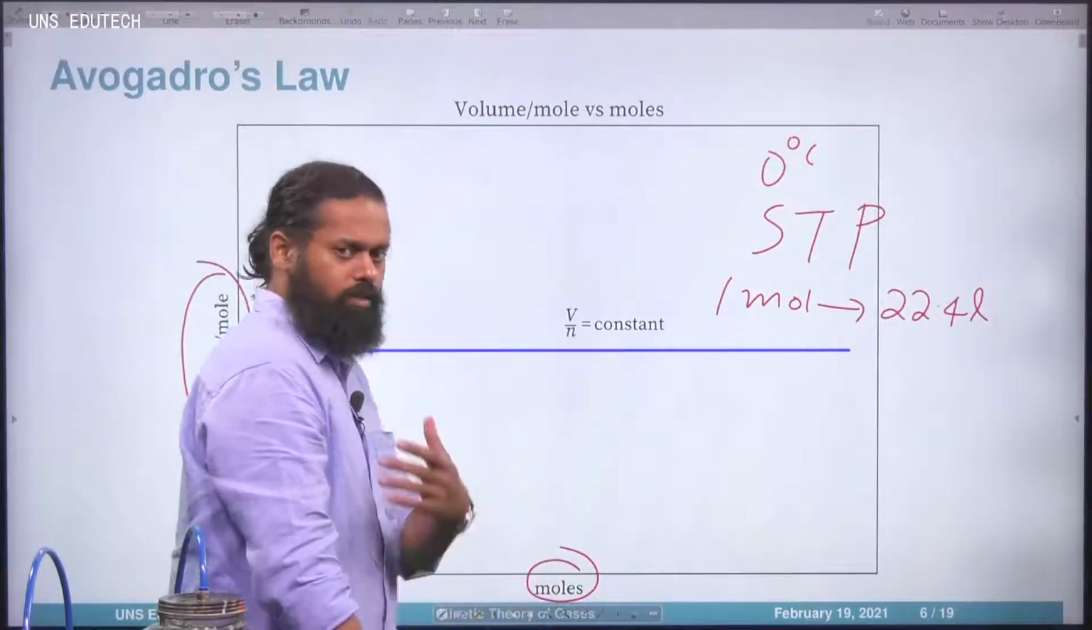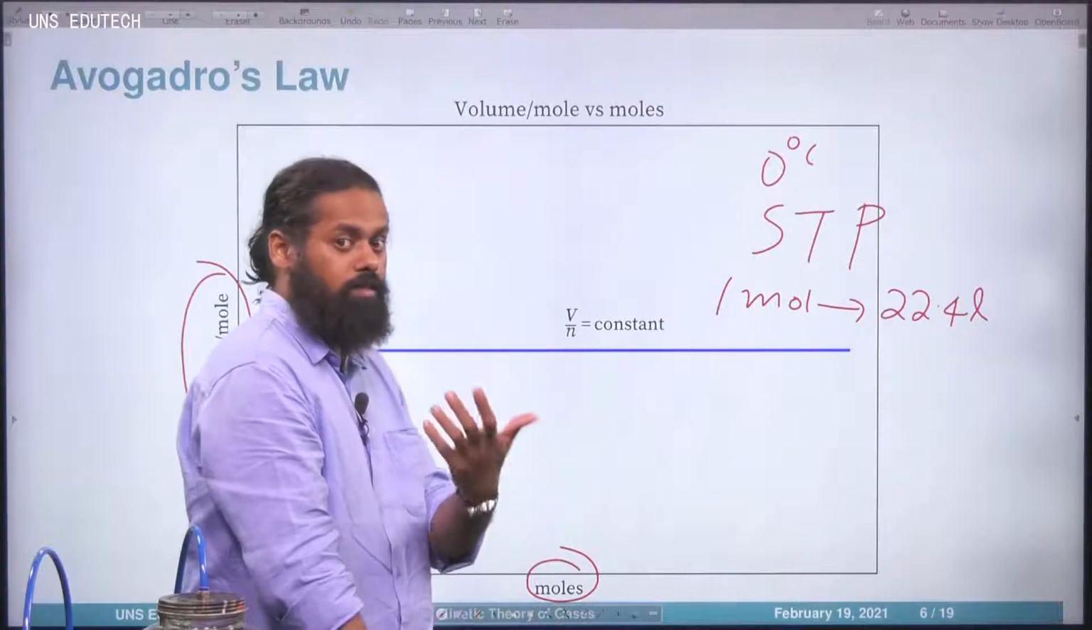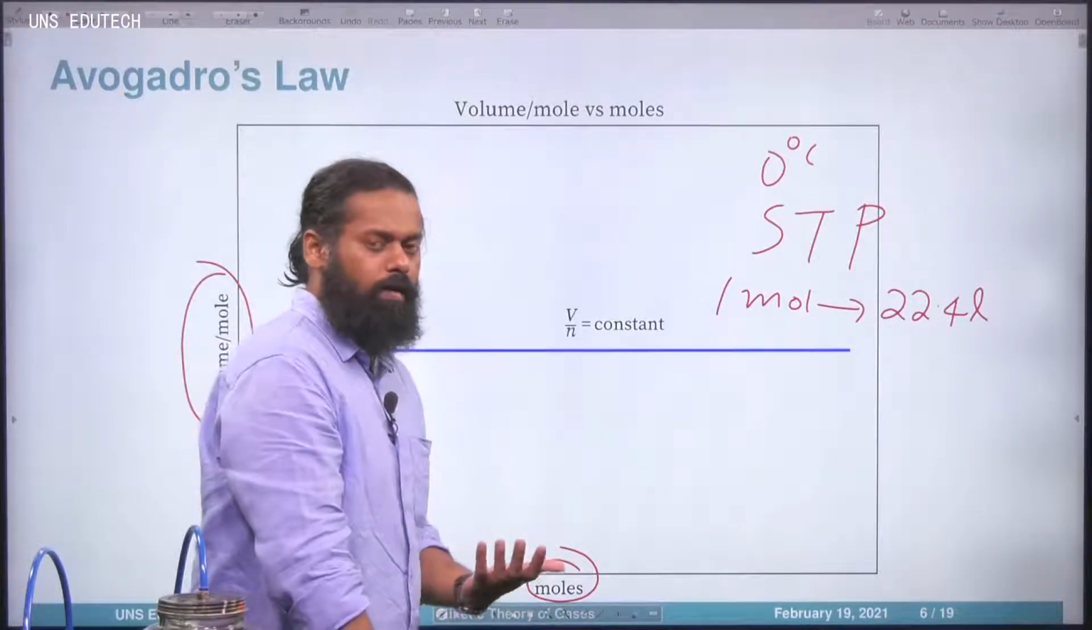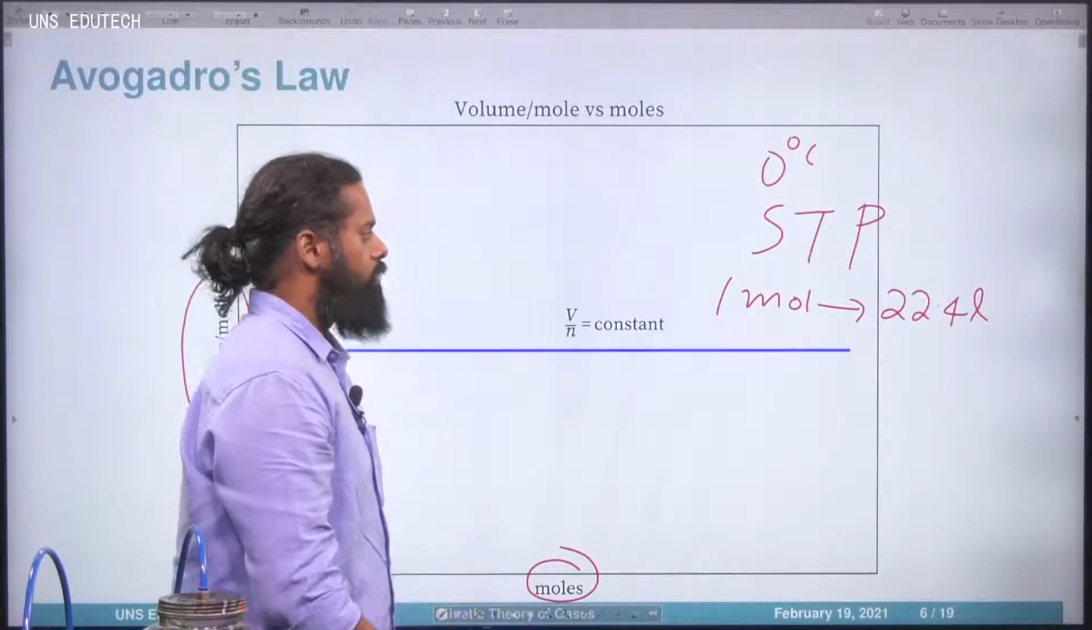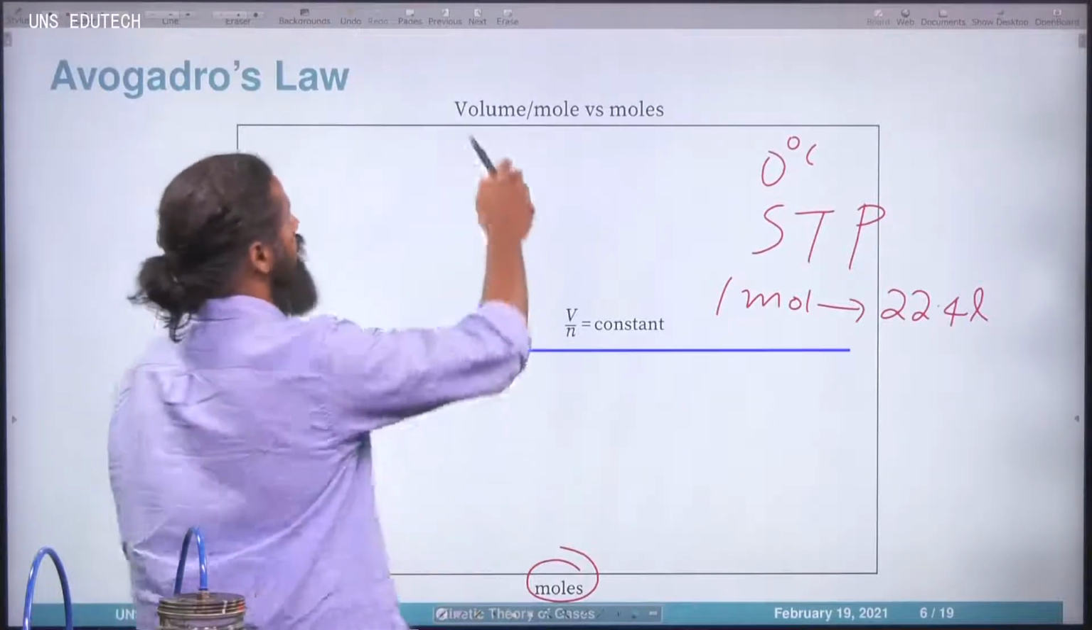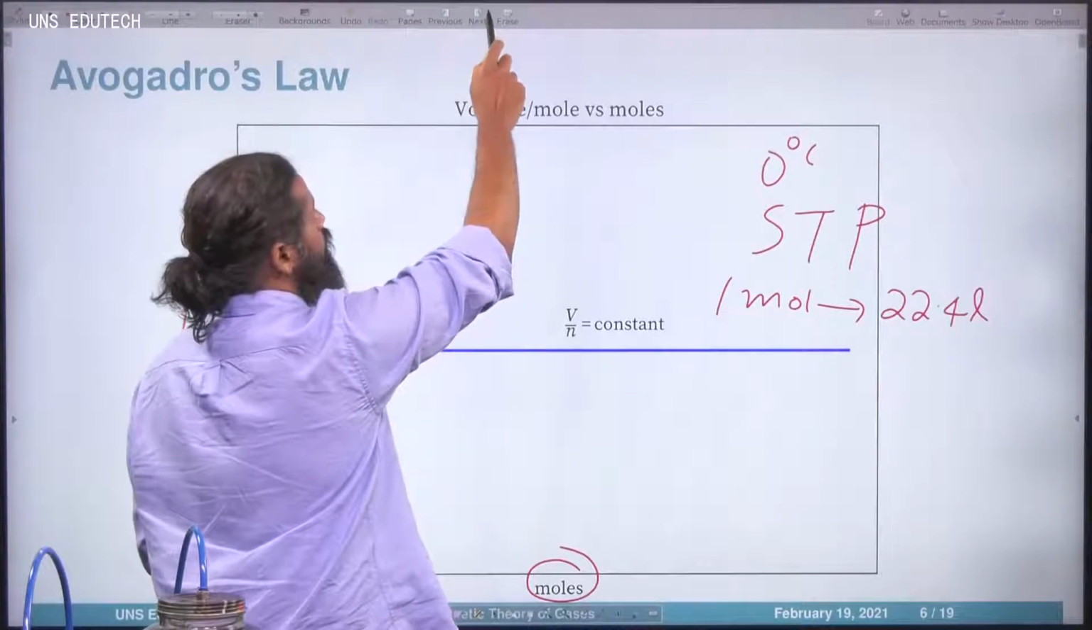There are historical reasons behind the choice of that particular number. You can understand why we are choosing that particular value if you go into the history of chemistry. Anyway, that is out of our scope. I am not going into those details.